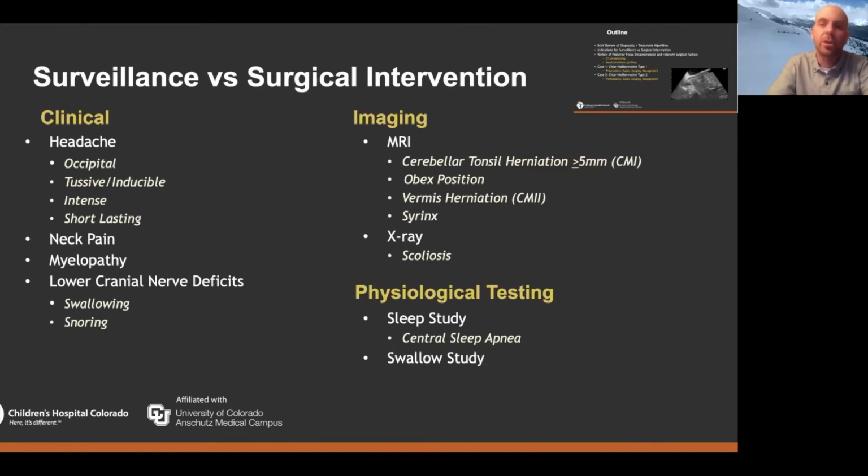When you think about Chiari 2, obviously vermis herniation, do you see a syrinx on an MRI scan? And then do you see scoliosis? And that's really best assessed with just a standard upright X-ray. So those are sort of the imaging features that you're looking for when you're putting this puzzle together.